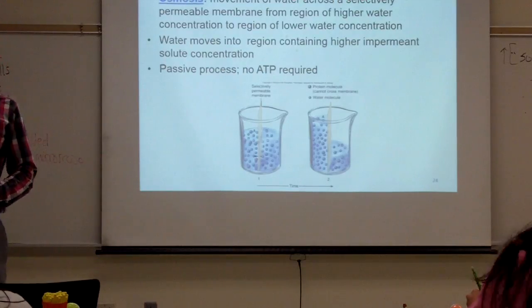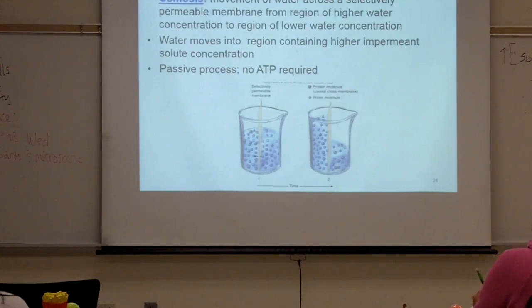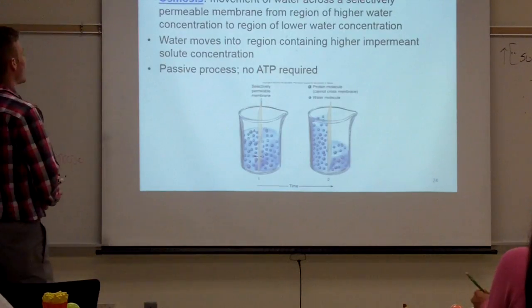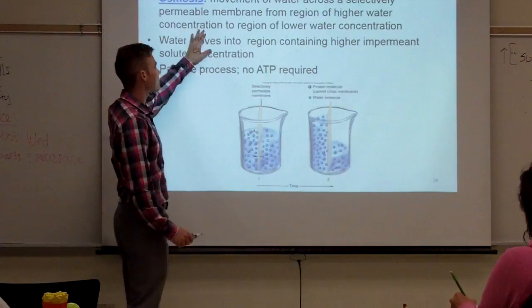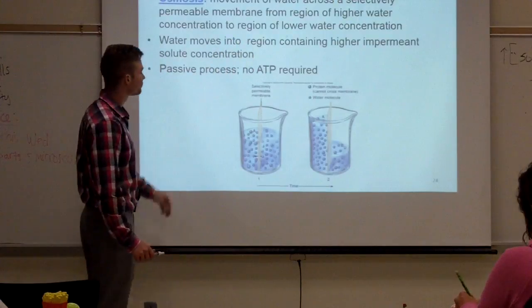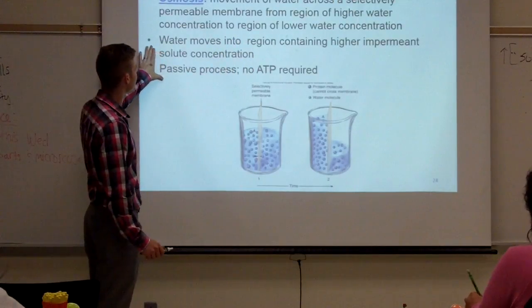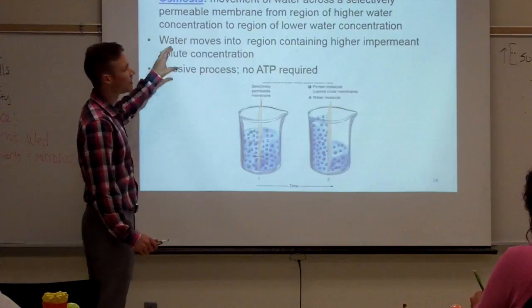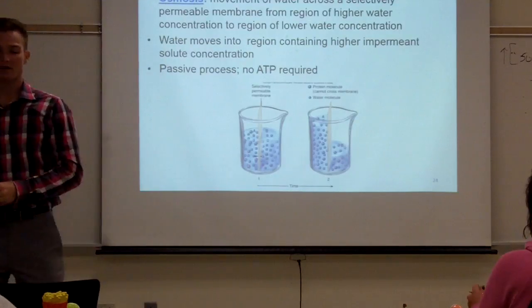Osmosis is just the term for movement of water. We are specifically talking about H2O. So osmosis is the movement of water across a membrane from a higher concentration to a lower concentration. Water always moves to the side that it wants to dilute.